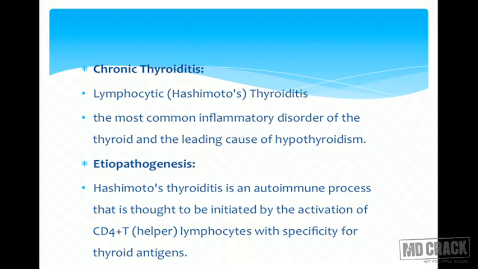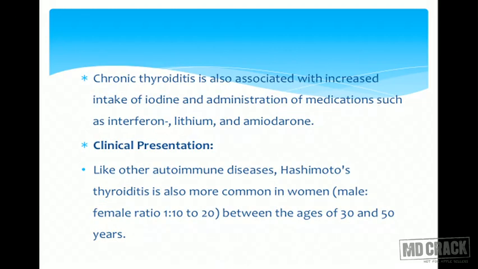Etiopathogenesis. Hashimoto's thyroiditis is an autoimmune process that is thought to be initiated by activation of CD4, that is T helper lymphocytes, with specificity for thyroid antigens. Chronic thyroiditis is also associated with increased intake of iodine along with administration of medications such as interferon, lithium and amiodarone. Clinical presentation will be of autoimmune disease.